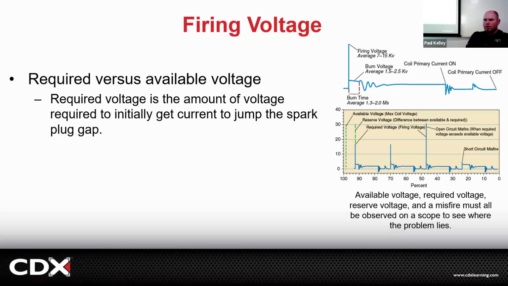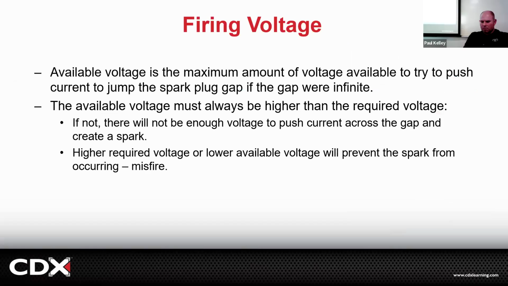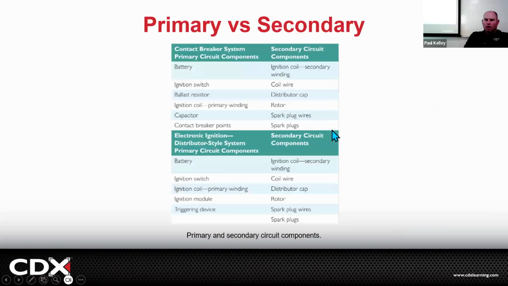Cool. All right. So this goes into firing voltage a little bit more, but I think for now you guys are probably pretty good. And then this just summarizes the different systems on the primary: battery, ignition switch, a ballast resistor, which is on the old school one, the ignition coil, and the condenser.